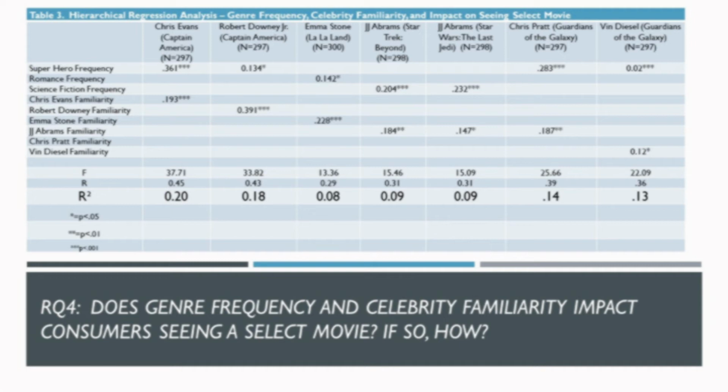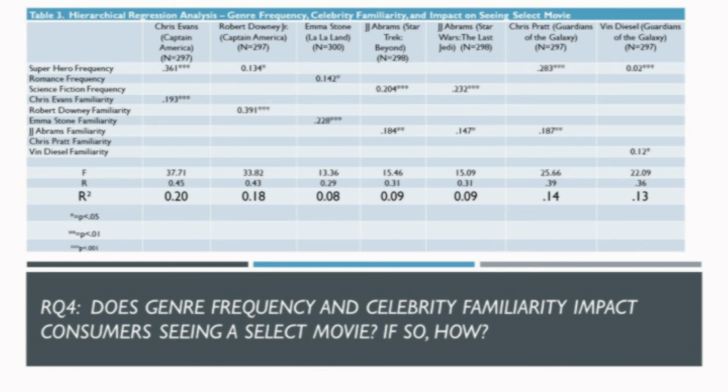What we can see here is that celebrity familiarity is super relevant when we think about being able to explain movie consumption behavior. If people see a lot of superhero movies, and if they're super familiar with Chris Evans, that explains 20%. You can see the 0.20 where the R squared row is. 0.20 means these two variables, superhero frequency and Christopher Evans familiarity, explain 20% of the reason why consumers saw Captain America.